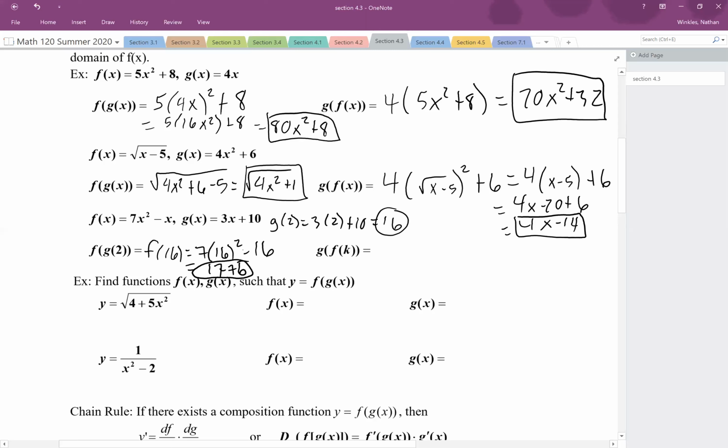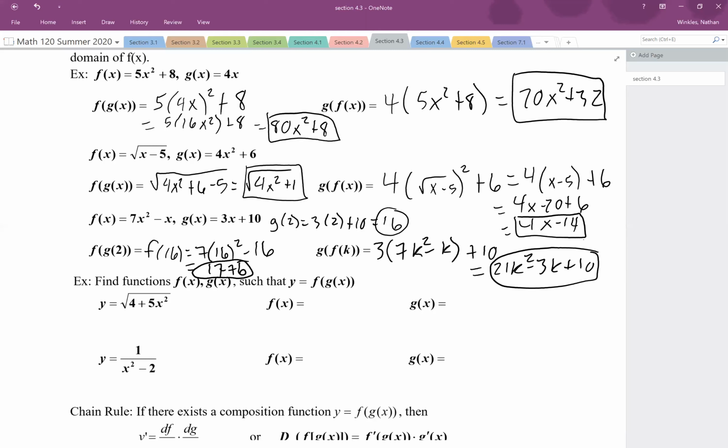Now, in terms of f of k, g of f of k just means that everywhere there was an x, we're going to plug in k. So this is going to be 3 times 7k squared minus k plus 10, which would simplify to 21k squared minus 3k plus 10 as our answer here. So that's if we know f and g and we're trying to find g of f of x or f of g of x.